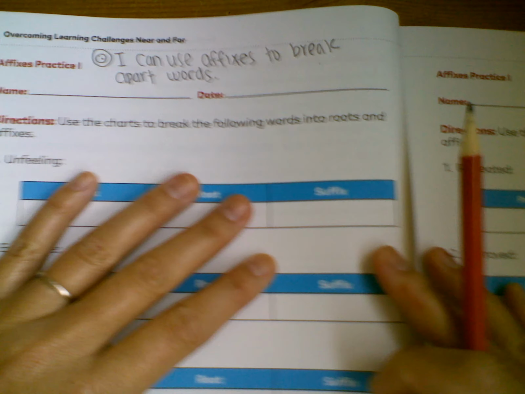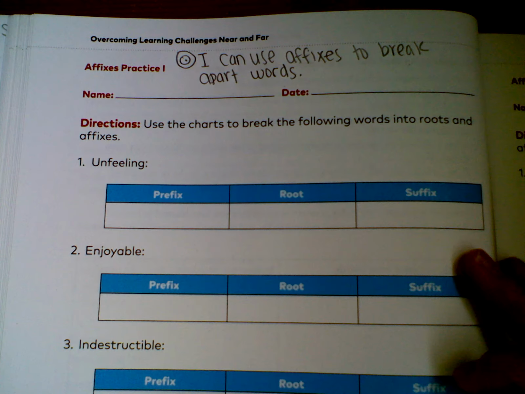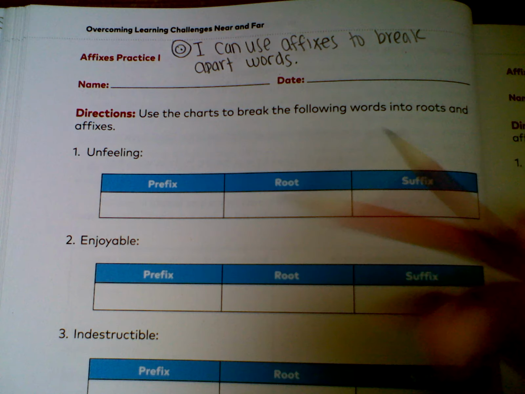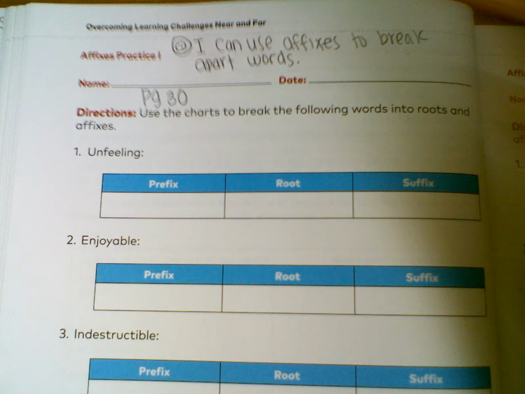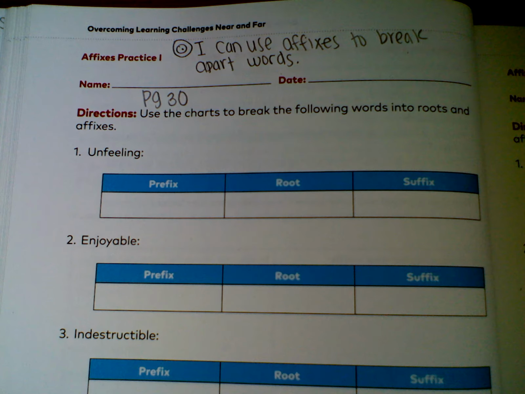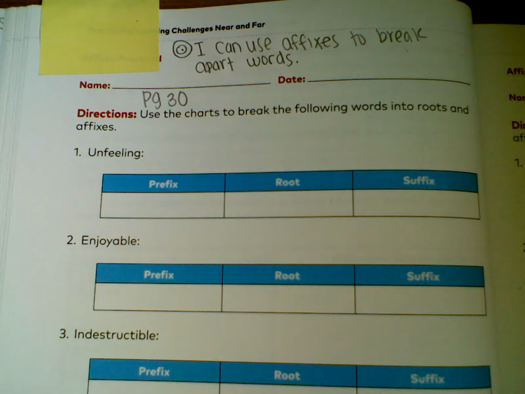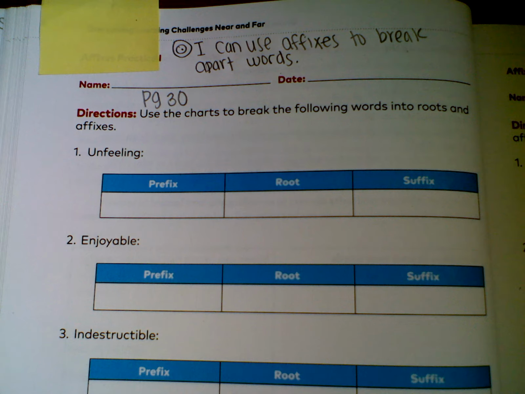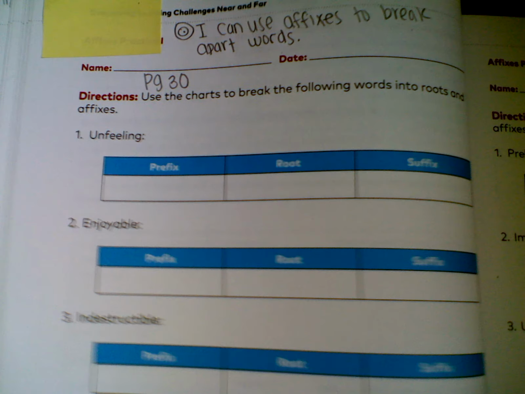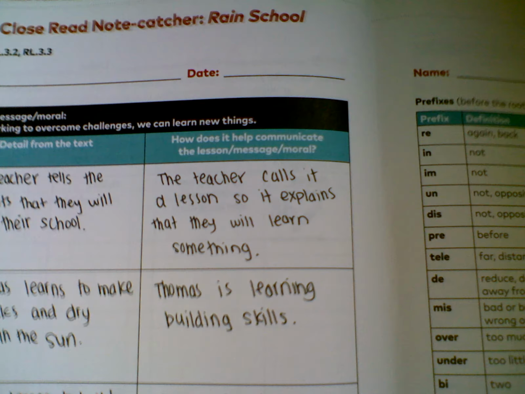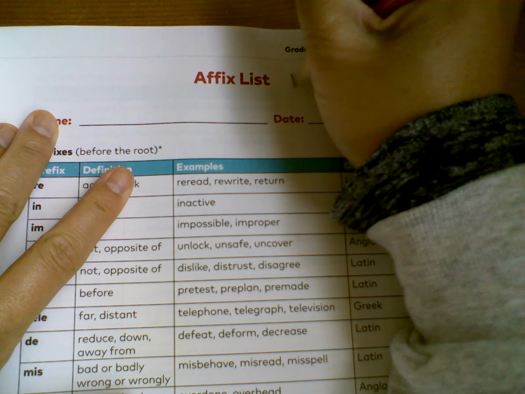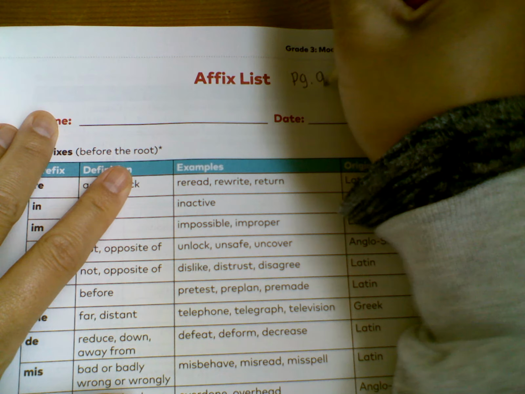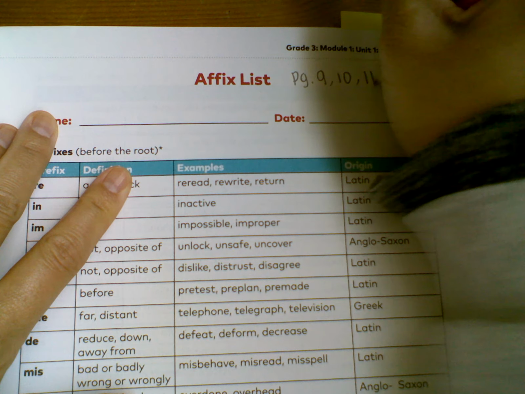So in today's lesson, we're going to be going back and forth between a couple of pages. So this worksheet is on page 30. Okay, so if you find page 30, I'm going to take a Post-it. So Ms. Manfred and I gave you guys lots of Post-its. Go ahead and take a Post-it and just stick it right there so that way you can go back to it easily. The next pages we're going to need is on page 9, 10, and 11. So our affix list is page 9, 10, and 11.